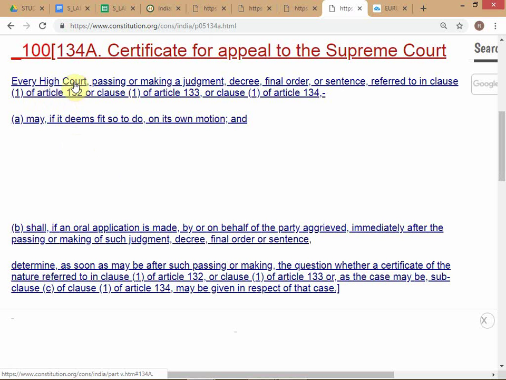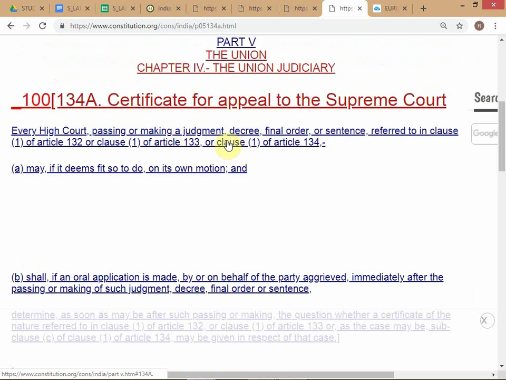See 134A saying every High Court passing or making a judgment, etc., referred to in clause, you see now it's referring to 132, 133 and 134. Can you see that? 134A is referring to 132, 133 and 134. So which means essentially it's a question of what we should have studied earlier, whether we should have seen 134A earlier or we should have seen 132, 133, 134 earlier, okay? So I've just chosen to show you 134A later, okay?